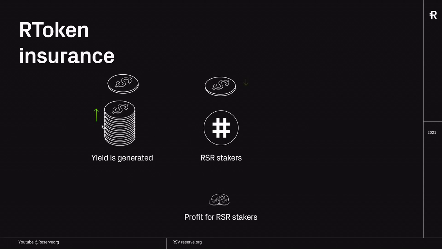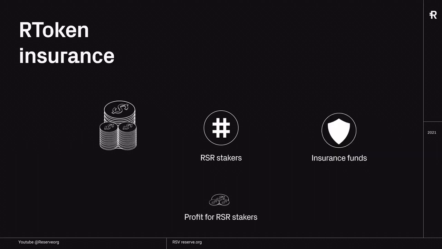Again, some yield is being generated by the R token and it's being shared with the RSR stakers, causing them to generate some yield. I'm going to let the animation run again. So some money is being generated, and then maybe in a black swan event or once in a blue moon, the RSR stakers have to pay up part of their profits and share with the insurance fund to make sure that the peg for the stablecoin can be maintained.